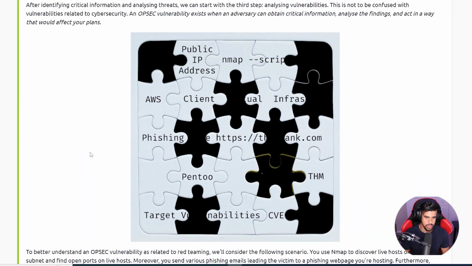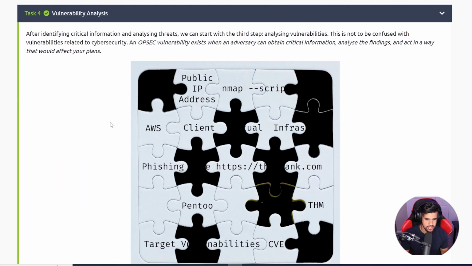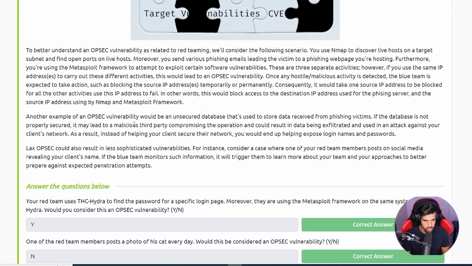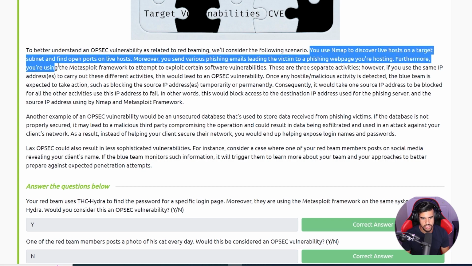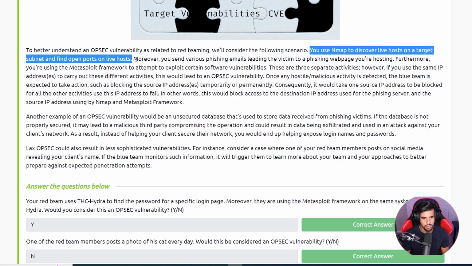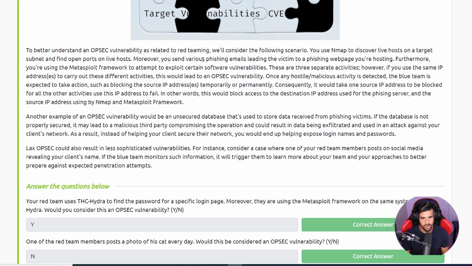And now the next part is the vulnerability analysis. It's kind of like putting the pieces of the puzzle together, if you will. To better understand OPSEC vulnerability as related to red teaming, consider the following scenario. If you use Nmap to discover live hosts on a target subnet and find open ports on live hosts, moreover, you send various phishing emails leading the victim to a phishing page you're hosting, all on the same IP address, basically, the vulnerability that you're introducing in that example is that it's a single point of failure.